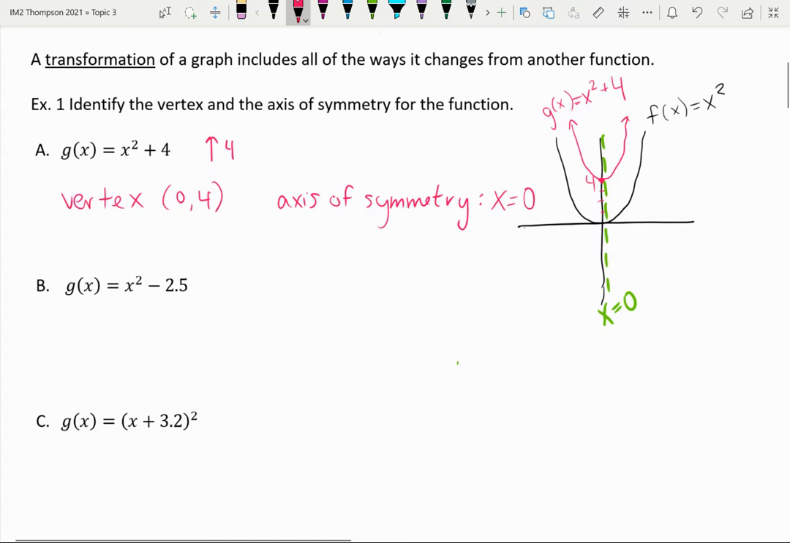It's always an equation. So it's always x equals some number. Don't just say 0. It's an equation of a line.